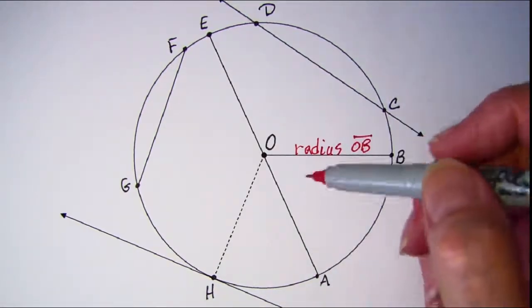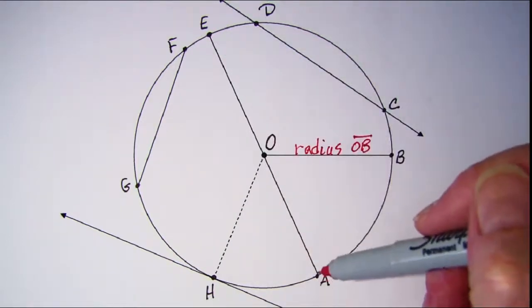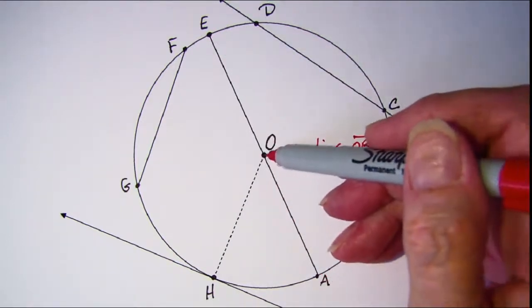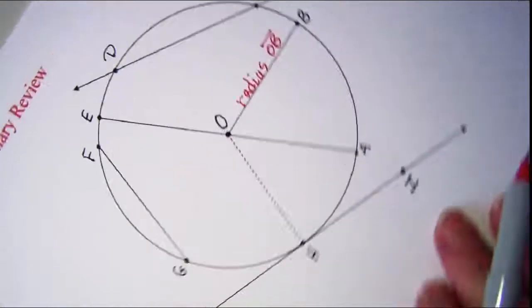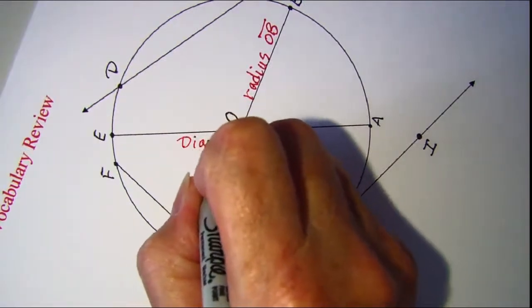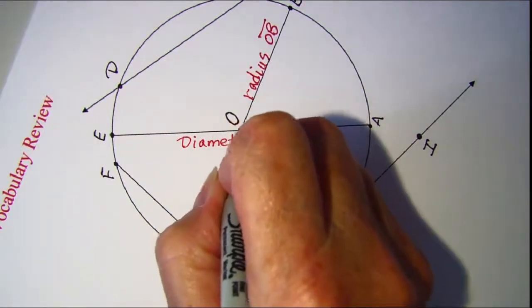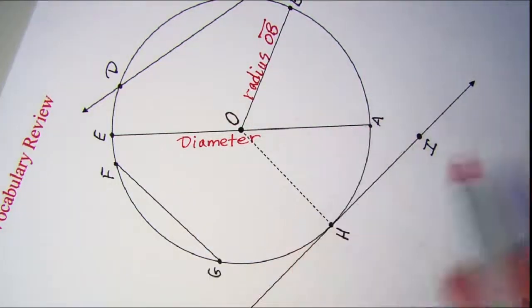Now the diameter is a line segment that has both of its endpoints on the circle and also goes through the center of the circle. So this we call diameter, and this particular one is line segment EA.